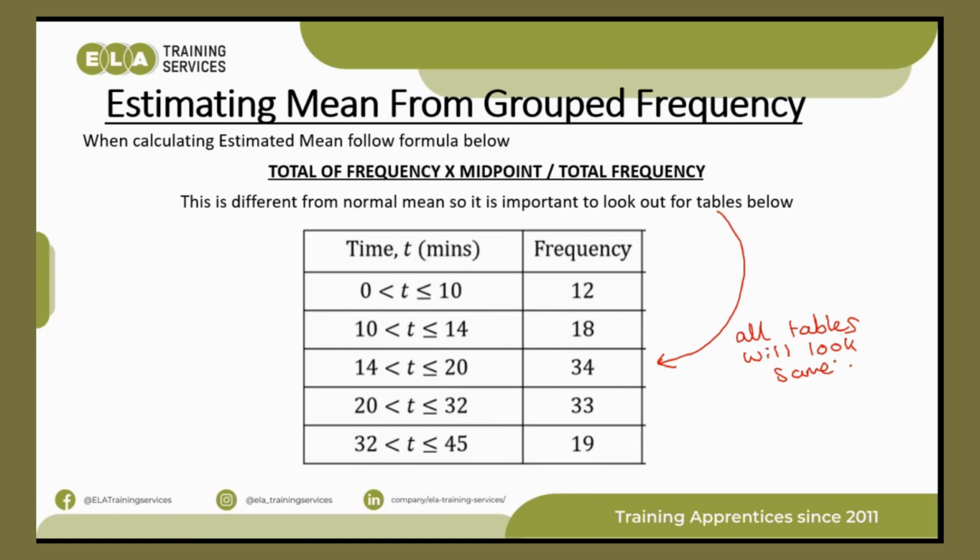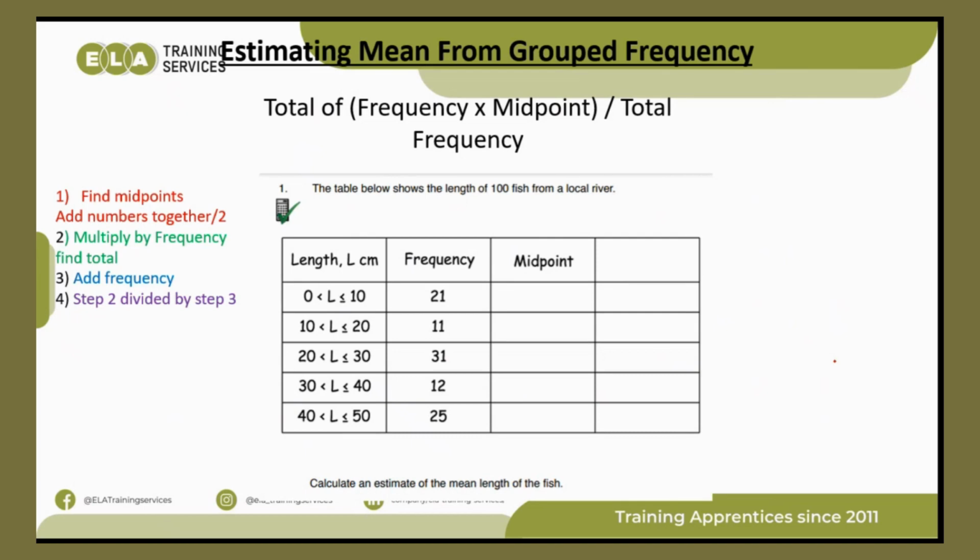So now what I'm going to break down to you is actually how we solve problems like this. All you need to remember is this: total of frequency times your midpoint divided by your total frequency. So your first step is to find your midpoints. These are your middle numbers between each of these. Now, if you can't spot it already, you can add your numbers together and divide by 2.